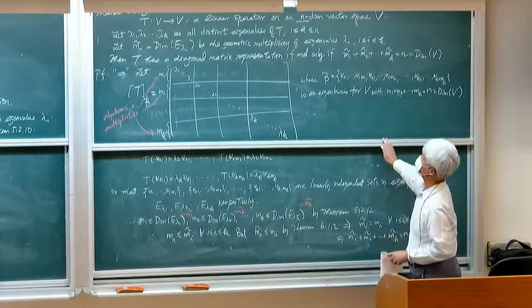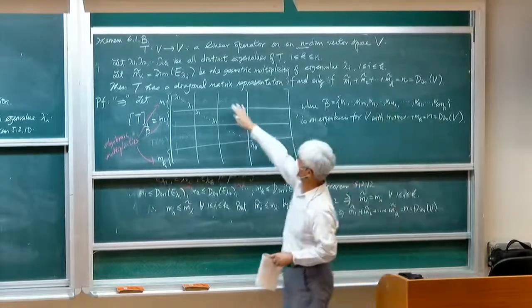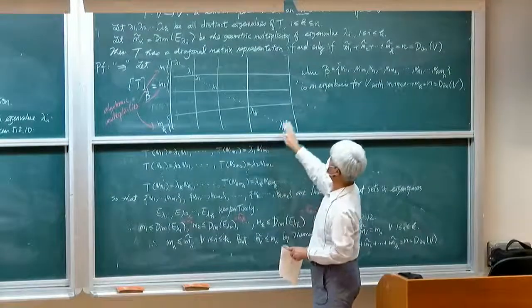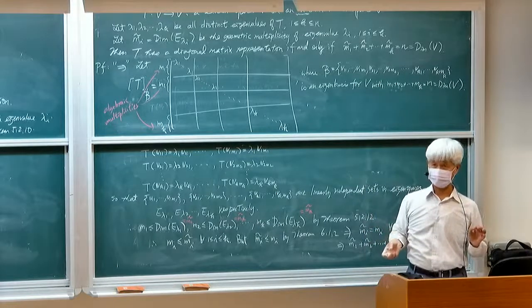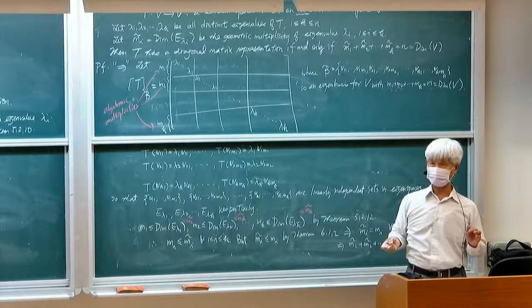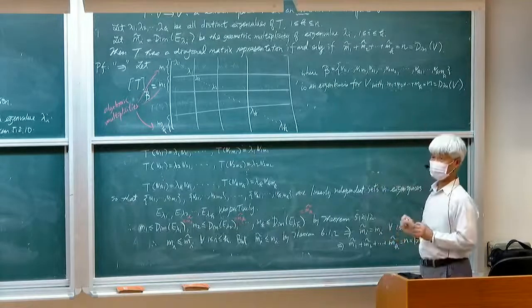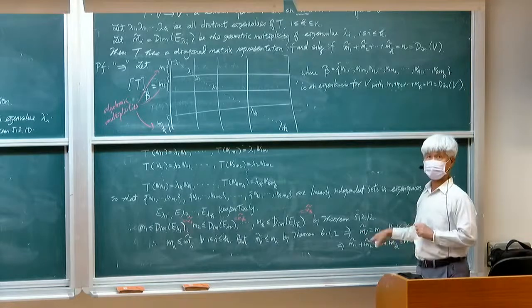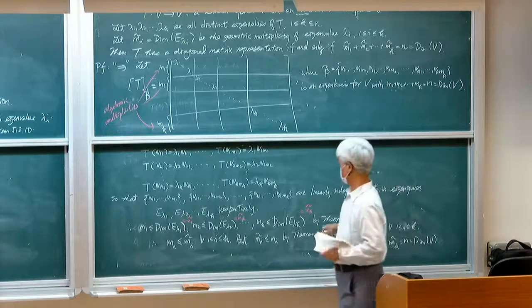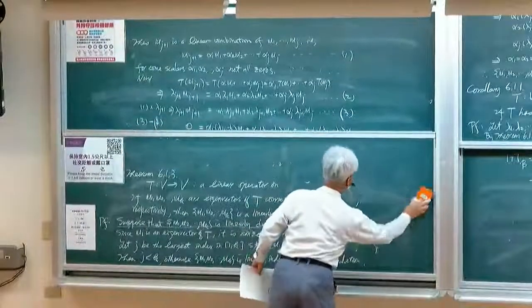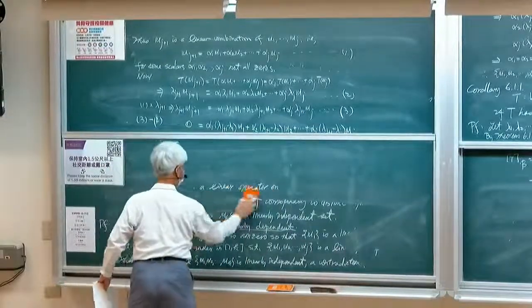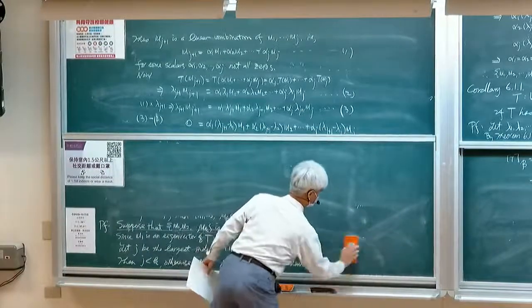Okay, so we have done the first part. If T has a diagonal matrix representation, then the sum of the geometric multiplicities of all eigenvalues is equal to n, the dimension of V. So we established this direction. Right? The only part left is the reverse direction. All right, so okay.